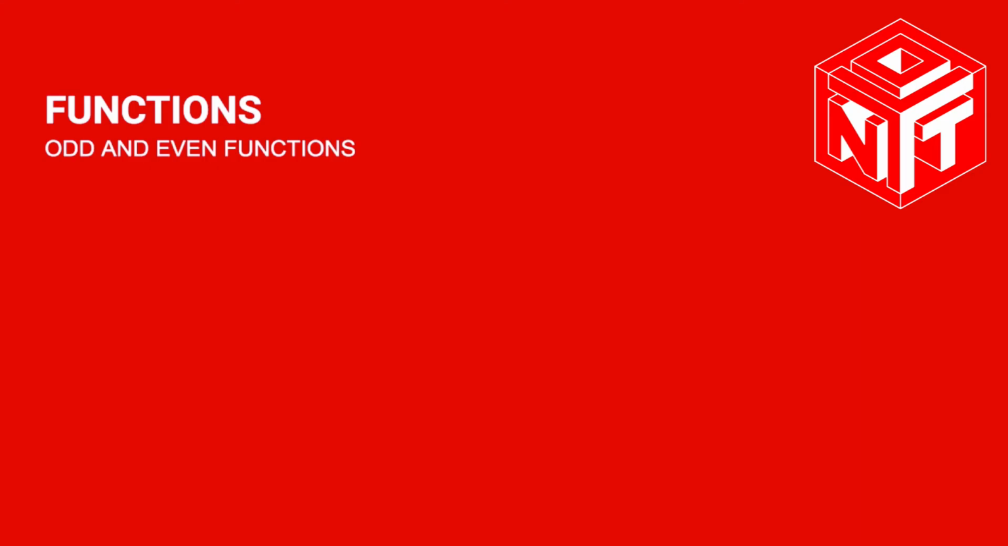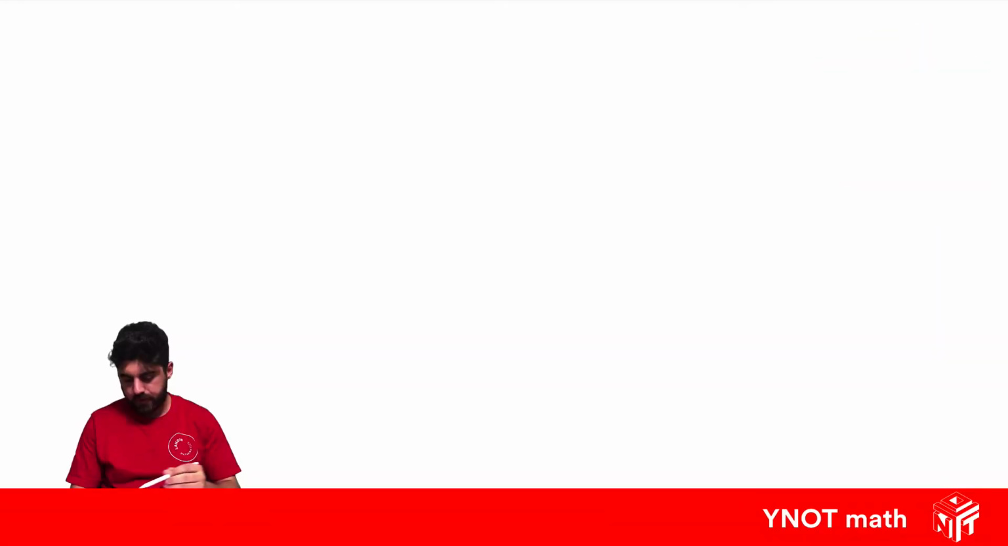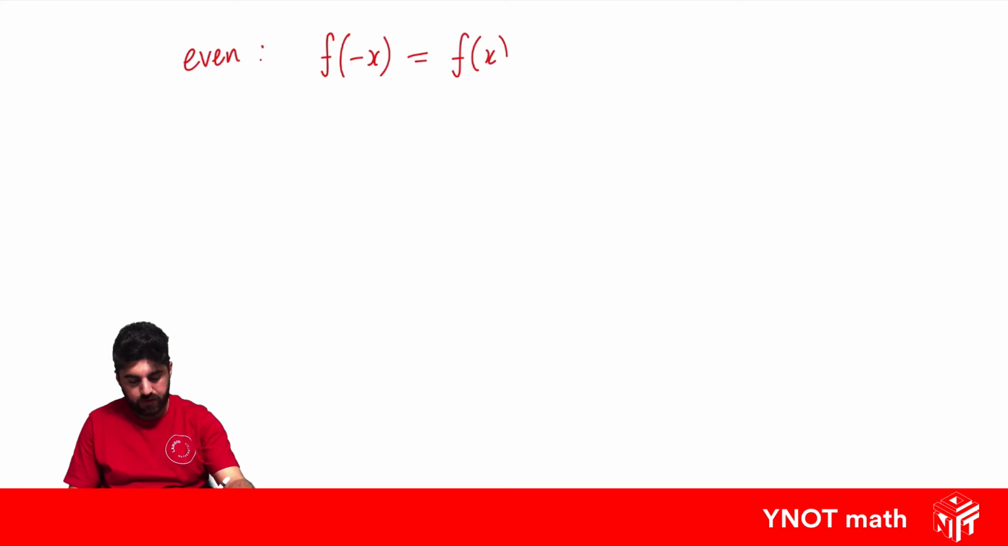Odd and even functions. So when we look at functions, they can fit into three categories. They can be odd, even, or neither. So if the function's going to be even, it will follow this rule that f of minus x will actually equal the f of x.